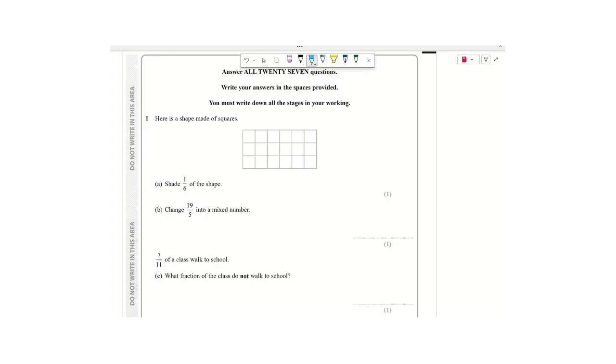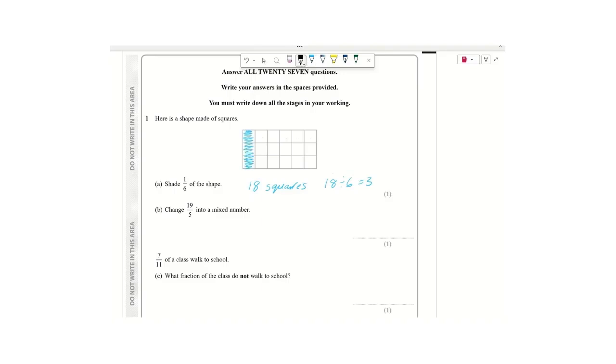So I can see that there are 1, 2, 3, 4, 5, 6 times 3. There are 18 squares altogether. So for 1/6 of that, that means I'm dividing by 6. So 18 divided by 6 is 3. So I'm going to shade 3 squares.